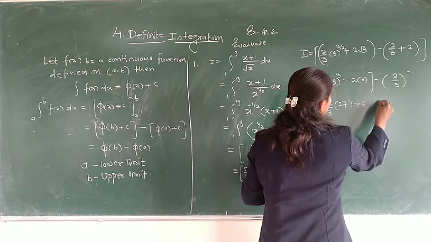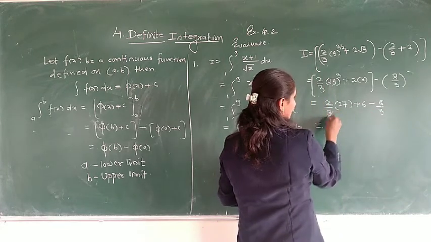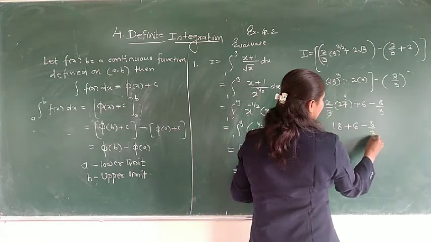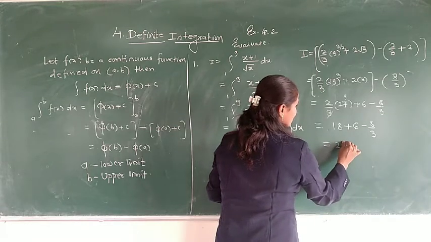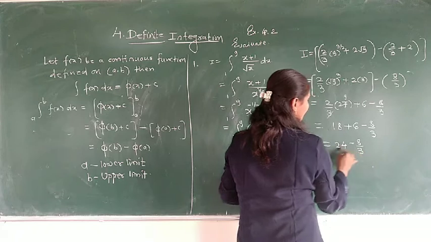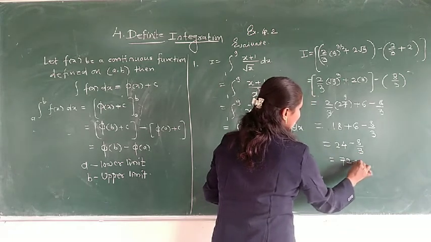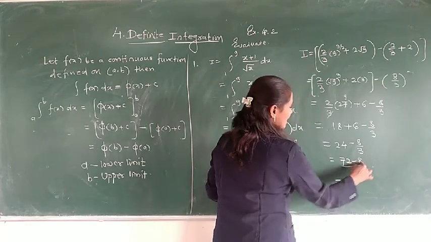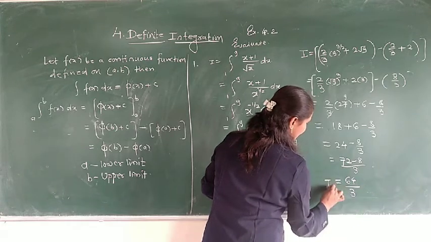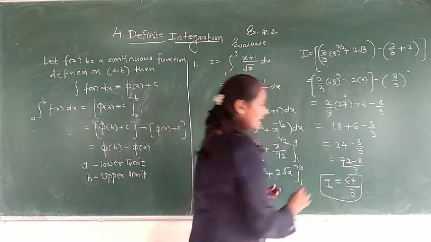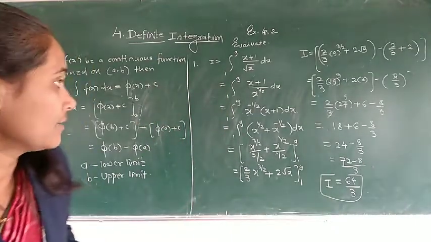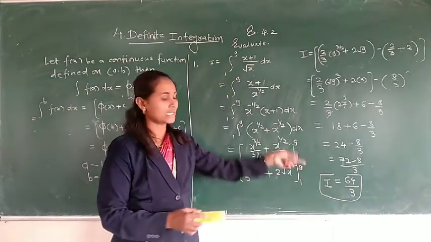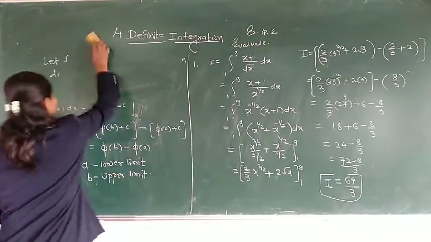Plus 6 minus 8 by 3. 2 3s are 27, 9 into 2 is 18, plus 6 minus 8 by 3. 18 plus 6 is 24 minus 8 by 3, 24 into 3 is 72, minus 8 divided by 3. 72 minus 8 is 64, divided by 3. Therefore integration r is equal to 64 upon 3. Therefore in the domain of 1 to 9, the limit of integration of the given function is 64 upon 3. Now see the next question.